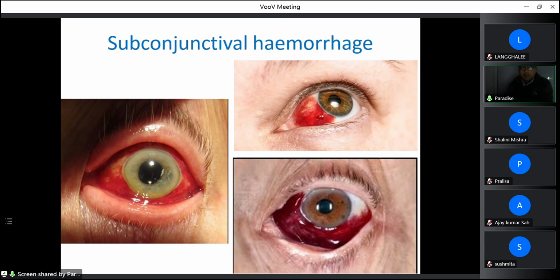Because the conjunctiva is permeable to oxygen, the blood present in a subconjunctival hemorrhage is more oxygenated as compared to other blood in the body. That's why, as compared to normal blood in the body, subconjunctival hemorrhage appears brighter, more bright red in color.